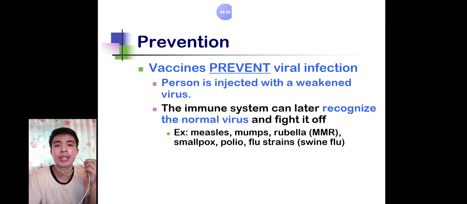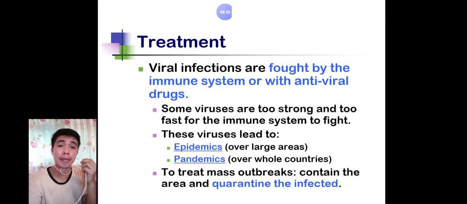So our immune system is what is being targeted. Like others, right? The vaccine is to boost our immunity to fight against viruses. So examples are the measles, mumps, and rubella, MMR, or the smallpox, polio, strains, or swine flu. Treatment: viral infections are fought by the immune system with antiviral drugs. So the viruses now, what fights them is our immune system.